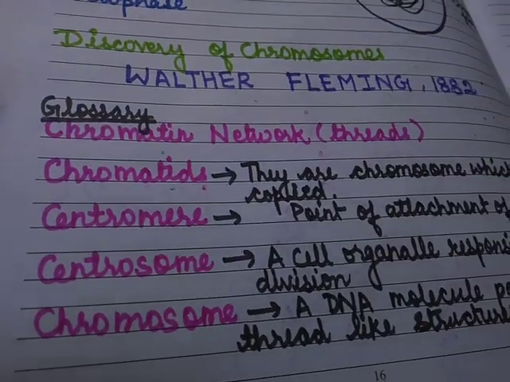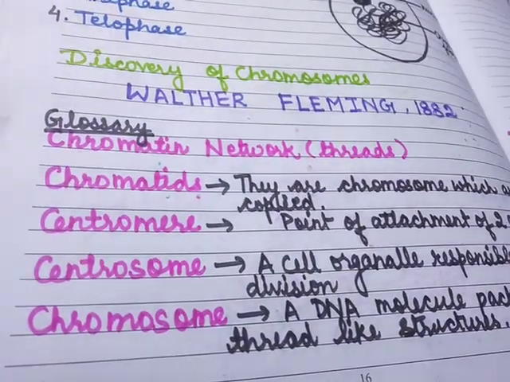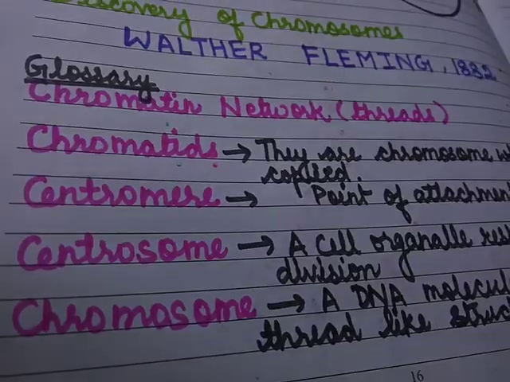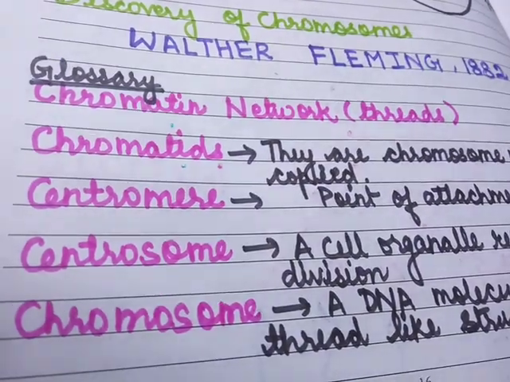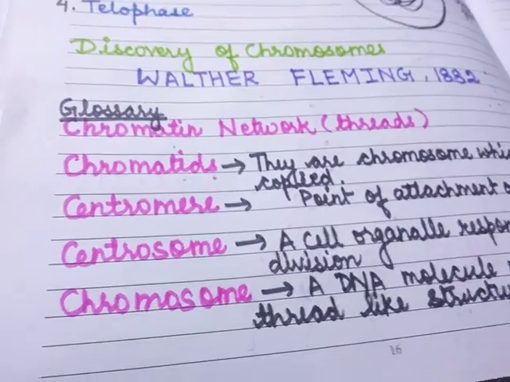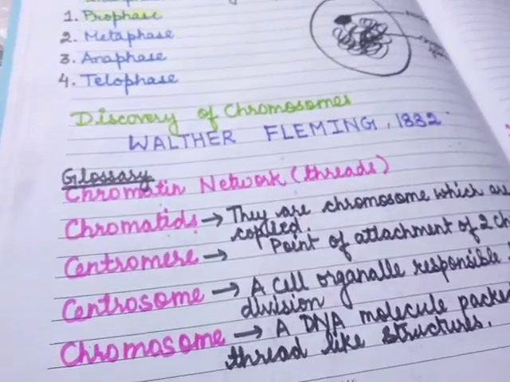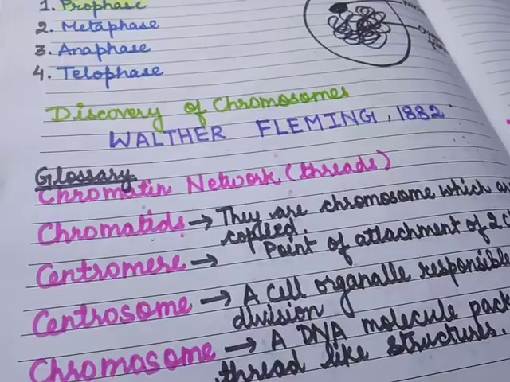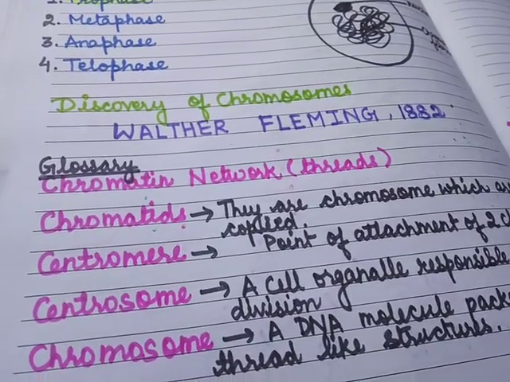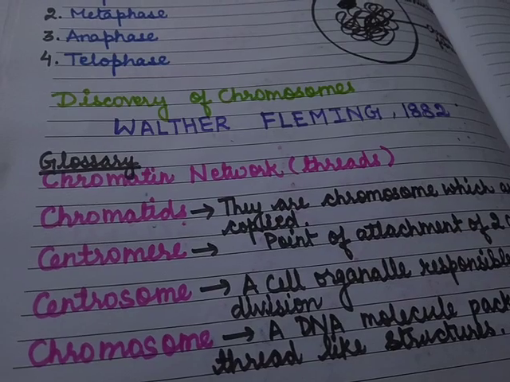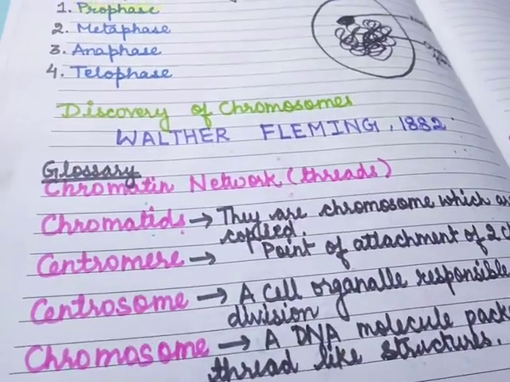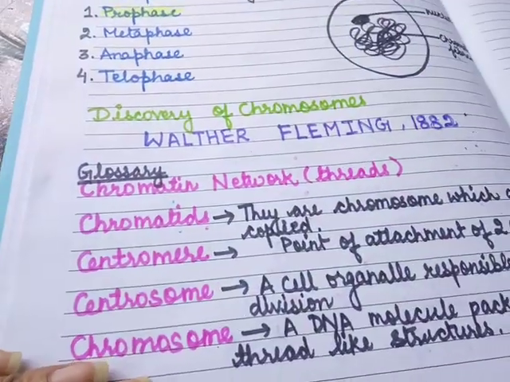Now let us see some glossary terms. When you study the chromosome further, you may find difficulty in understanding, so I am just explaining these parts. Chromatin network or thread, I have already told you what it is. These are highly dark-stained long structures found inside the nucleus of the cell.